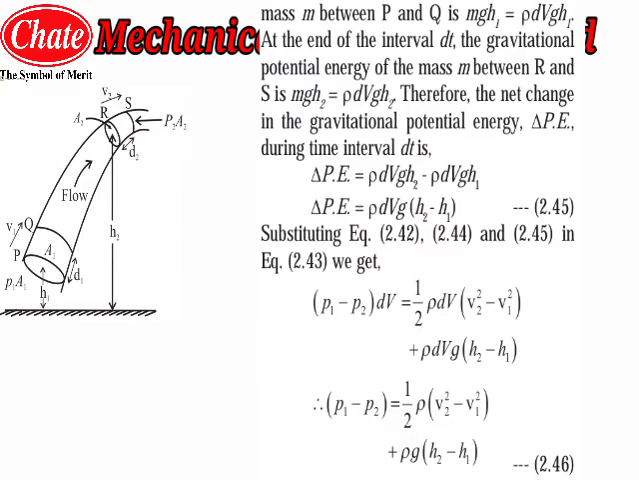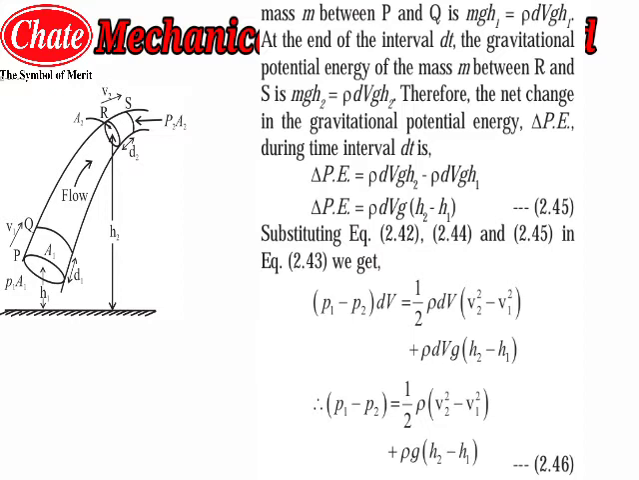Therefore, the net change in gravitational potential energy, delta P, during the time interval dt may be given as delta P is equal to rho dV g h2 minus rho dV g h1. So delta P may be further given as rho dV g into (h2 minus h1). Now, by using this equation, we can write (P1 minus P2) delta V is equal to half rho dV (V2 square minus V1 square) plus rho dV g (h2 minus h1).